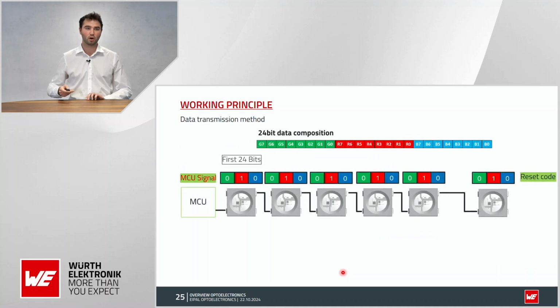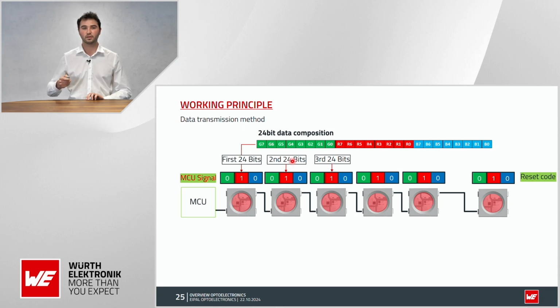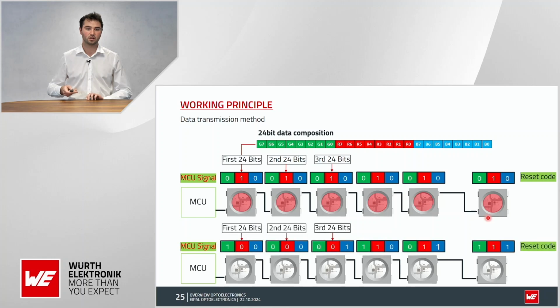Here a little bit more on the working principle and data transmission method. The idea is that the MCU gives out a big train of 24-bit data, and the first LED takes the first 24 bits. It gives the rest of the train further to the next LED. The next LED will take the second 24 bits, and so on and so on. This way, every single LED can be set to a desired color or brightness.